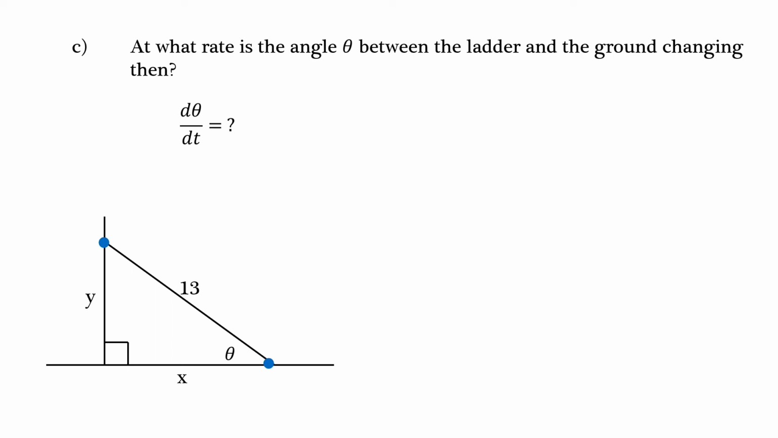So we can use the sine function. We can say that the sine of the angle theta equals y over 13. We can use this, get the derivative of the left side and the right side with respect to time, and we will be able to get the value for d theta over dt. The derivative of sine theta is cosine theta times d theta over dt, and the derivative of y over 13 on the right side is 1 over 13 times dy over dt.